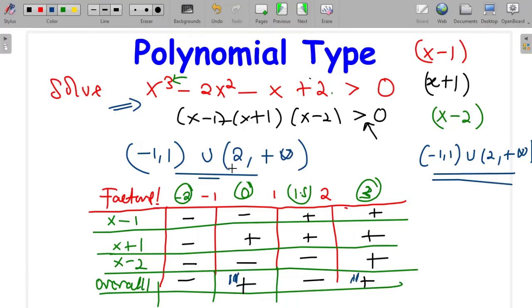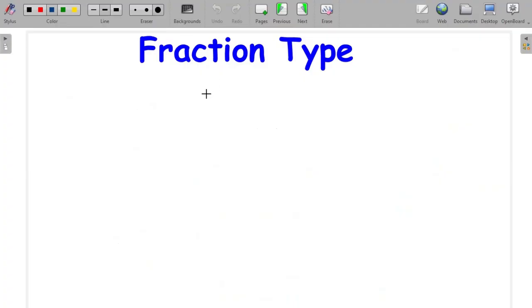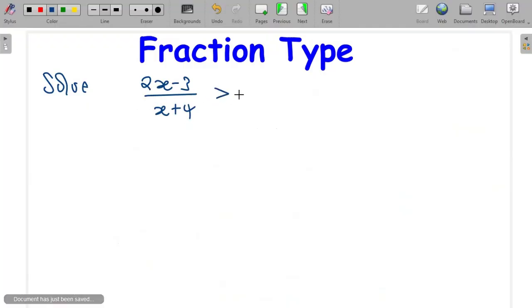And then from there, we can move on to the fraction type. Okay, unless you guys have questions. All right, so let's move on to the fraction type. So the fraction type will be in this form. So for example, if they give me solve 2x minus 3 divided by x plus 4, and then they say greater than 1. Okay, so how can I solve that? Okay, it's a fractional type. How can I solve it?